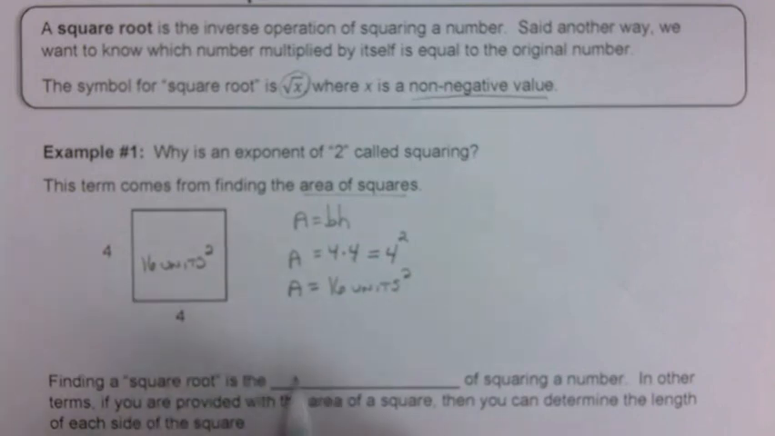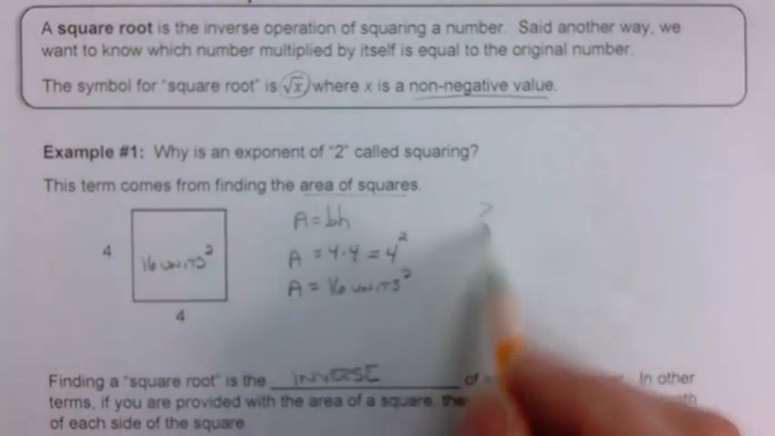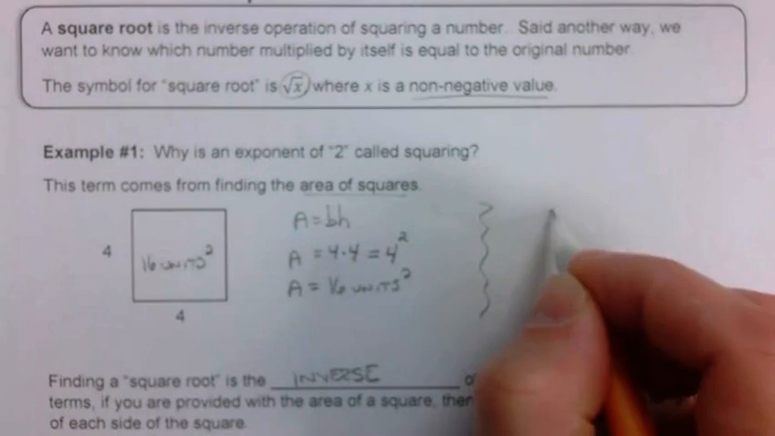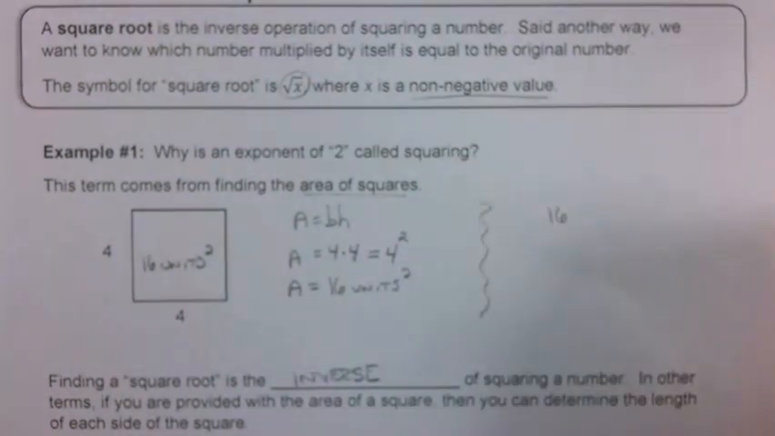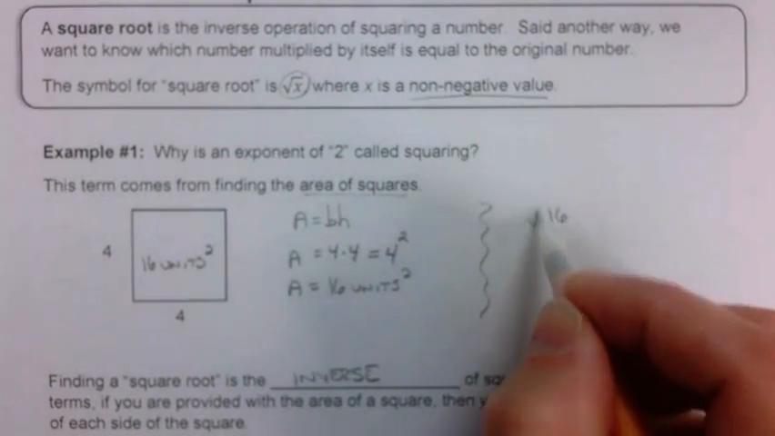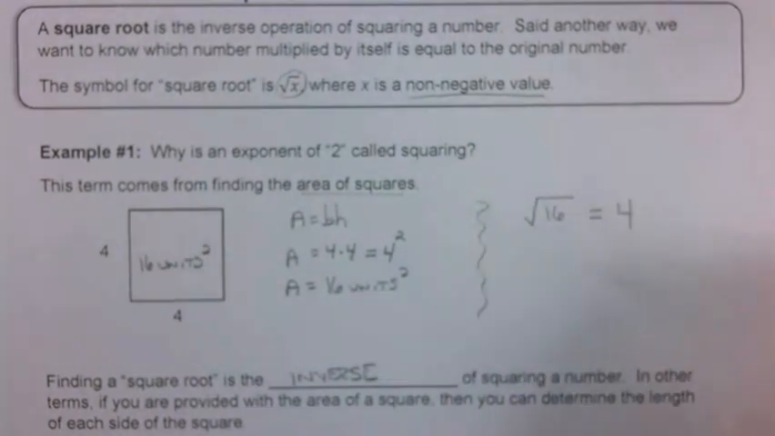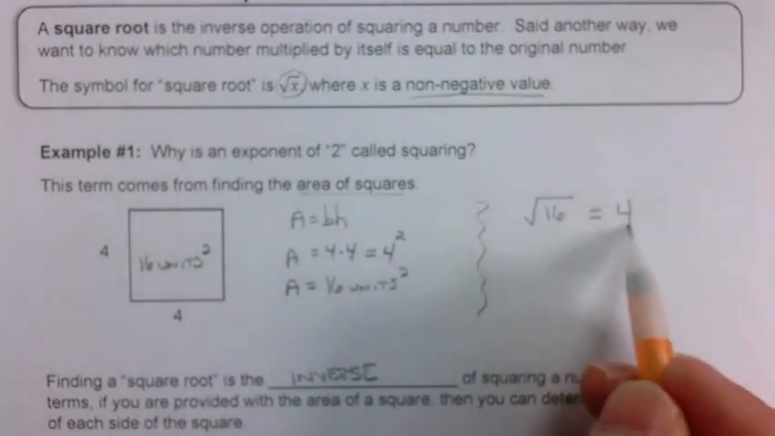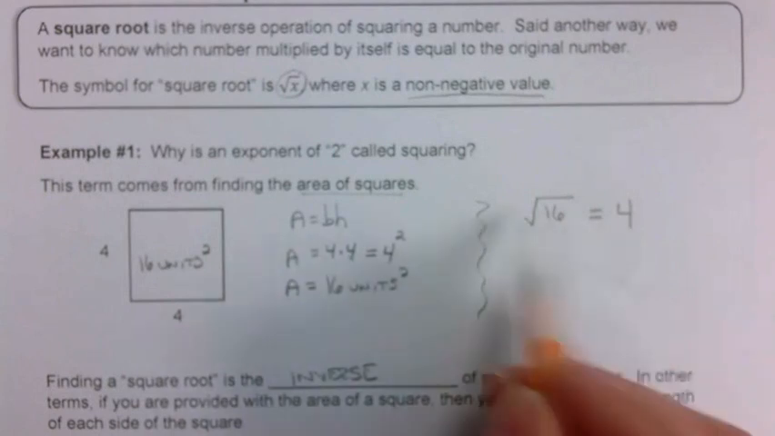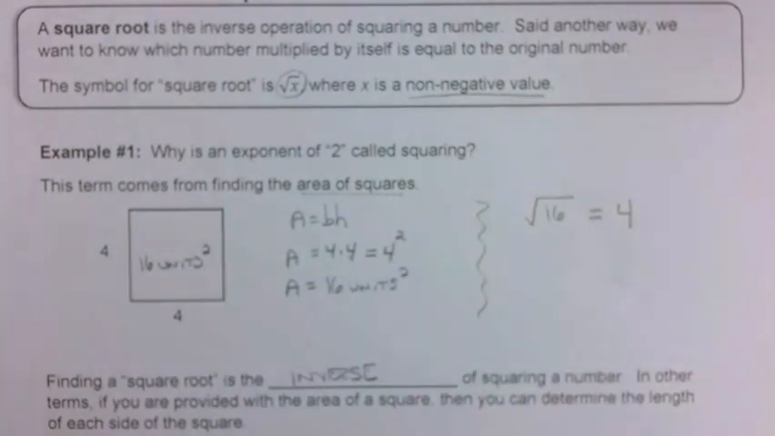Finding a square root, again, is the inverse of squaring a number. In other terms, if you are provided with the area of a square, then you can determine the length of each side of the square. So in this example, since the area is equal to 16, if I wanted to figure out what the side lengths were, I would have to take the square root of 16, and the square root of 16 is equal to 4, because 4 times 4 equals 16. What number did I multiply by itself in order to get 16? Well, that number was 4, so the square root of 16 is equal to 4.